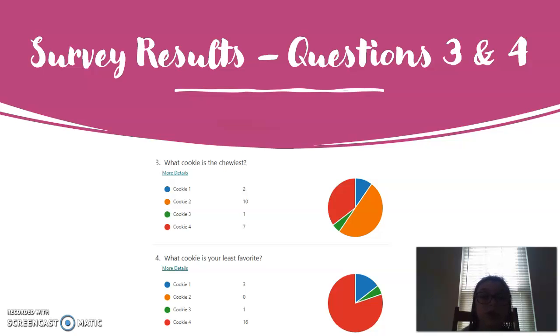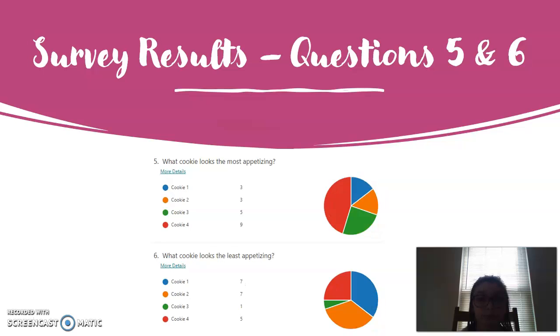The majority of people thought that Cookie 4 tasted the worst. That was cauliflower flour. The majority of people thought that Cookie 4 also looked the most appetizing, which was cauliflower flour. The cookies that looked the least appetizing were tied between Cookie 1 and Cookie 2, which were sweet potato flour and chickpea flour.